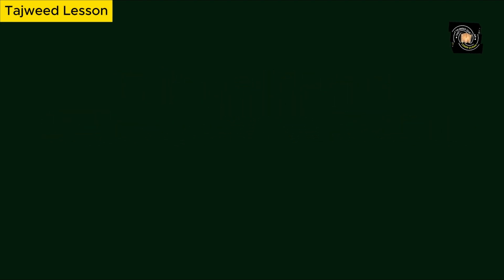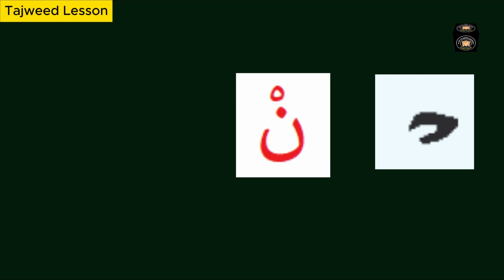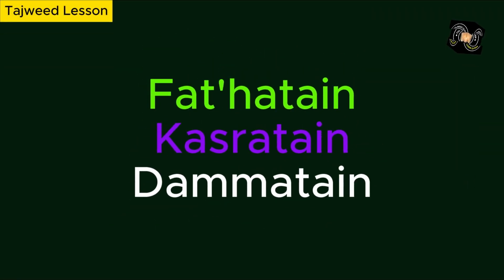When there is no fatha, no kasra, or no dhamma on top of the noon, sometimes you see a circle on top of the noon, or a ha sign on top of the noon. It's called noon sukoon, or noon sakin, or noon sakina. And tanween is fathatain, kasratain, dhammatain.